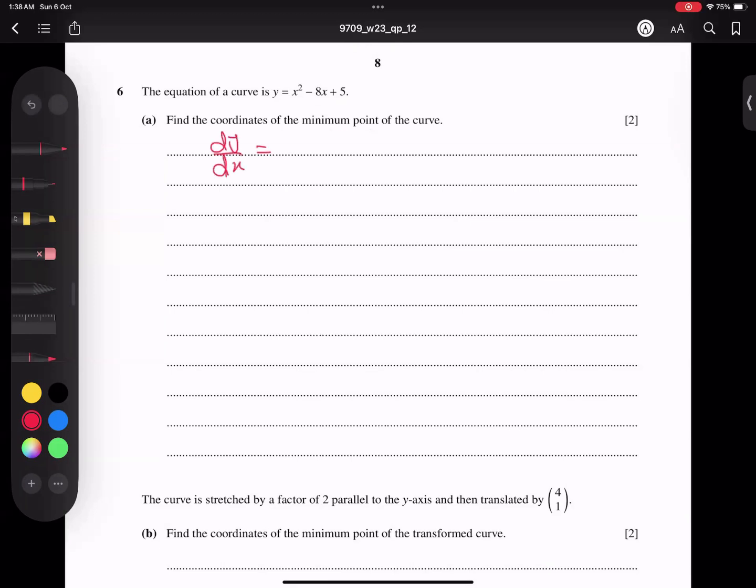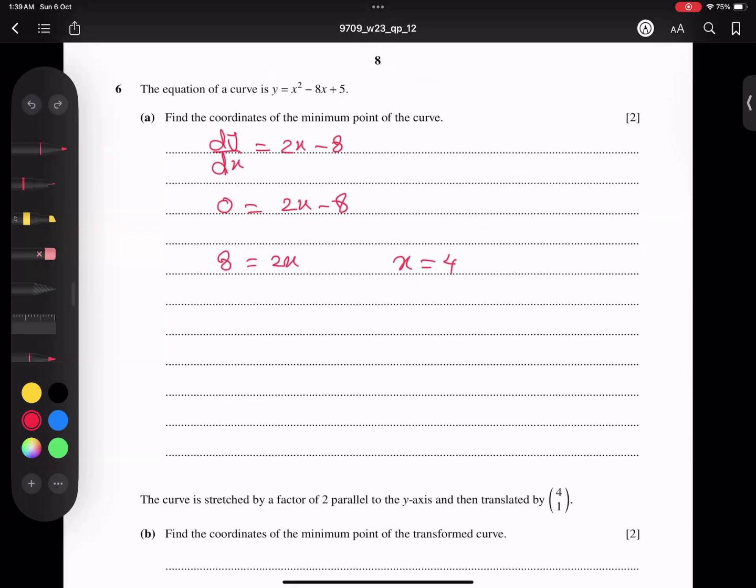Find the derivative: 2x minus 8. Put the derivative equal to 0, so 2x minus 8 equals 0. The 8 goes on the other side, and x becomes 4. Plug this back into the equation to get the y coordinate. So 4 to the power 2, minus 8 times 4, plus 5. That is 16 minus 32 plus 5. This gives us negative 16 plus 5, which gives us minus 11.